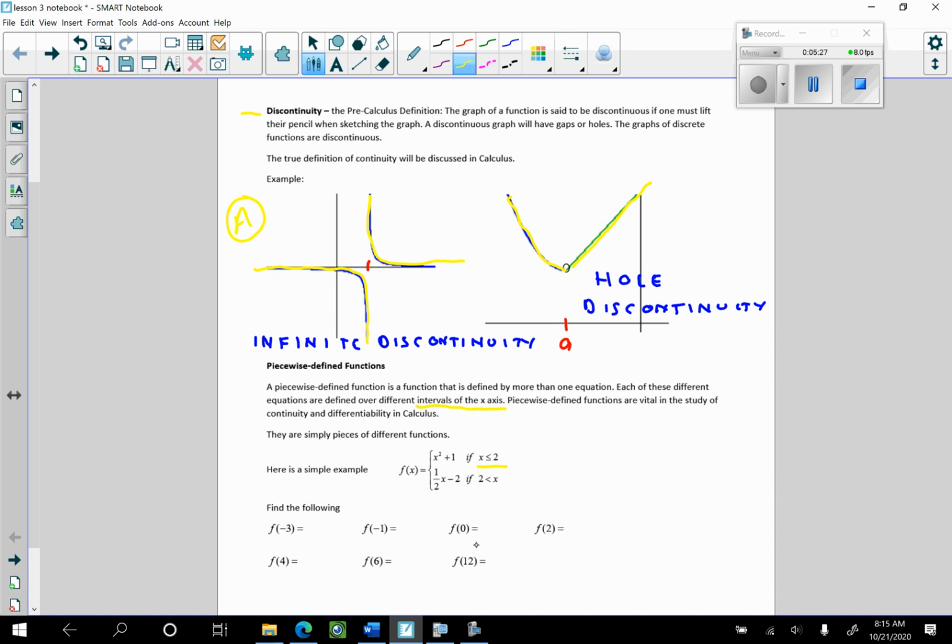So let's find the following function values first and foremost. If I want to find f of negative 3, I need to figure out where negative 3 is. Well, is negative 3 less than 2 or greater than 2? Negative 3 is less than 2. So f of negative 3 is simply going to be negative 3 squared plus 1.